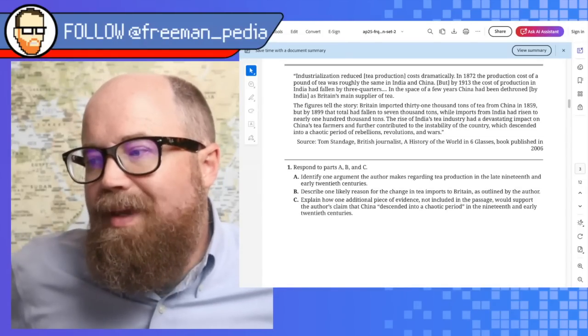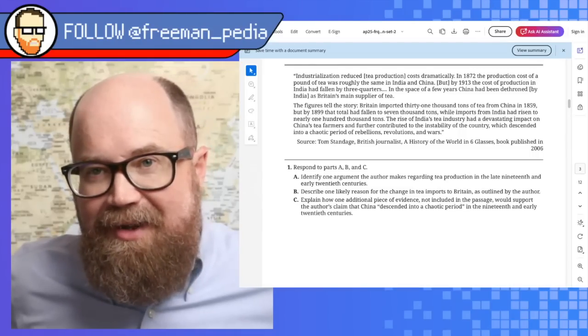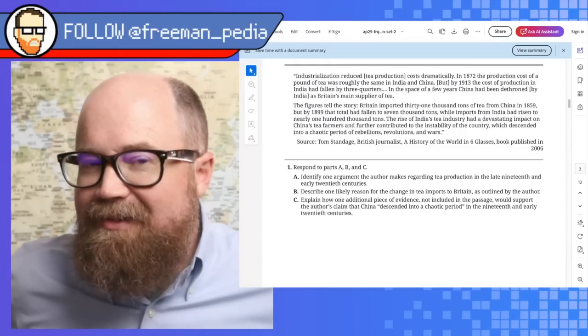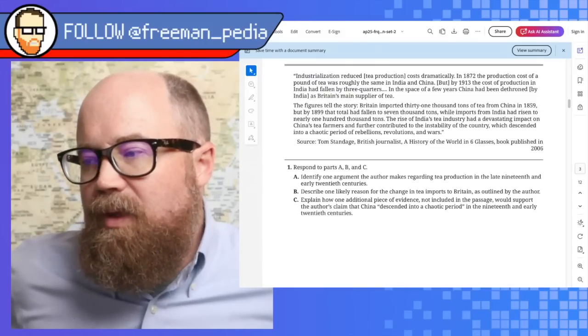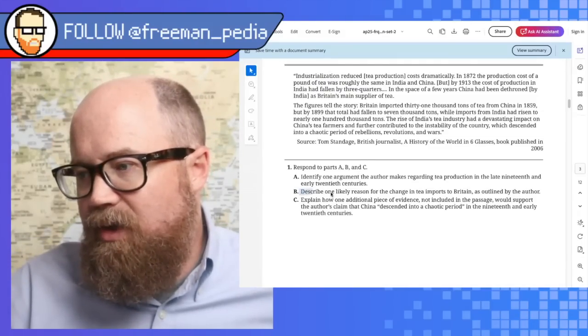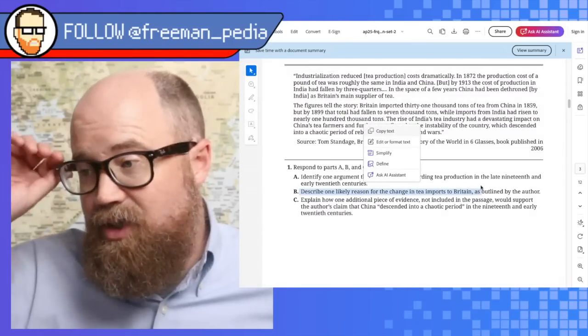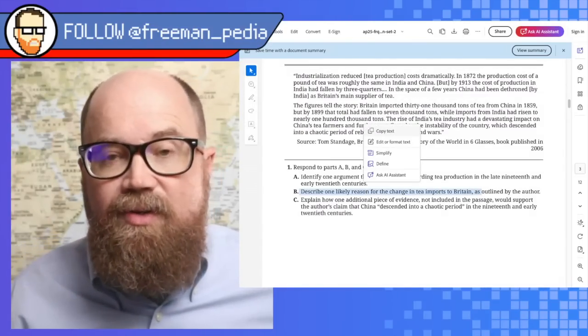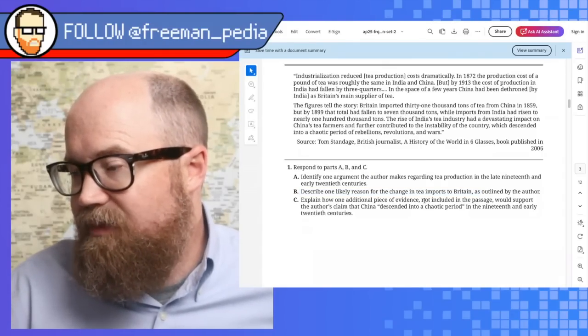B, describe one likely reason for the change. If you talk about that India, describe, right? I warned you. Describe is here. We are living in an era where describe has been asked. Describe one likely reason for the change in tea imports to Britain, as outlined by the author. If you just knew that India was a British colony, that'll get you the point. And you talk about, well, it's a lot easier to do that than it is to go to China. Then you're not wrong. A lot less fees and all kinds of stuff like that.